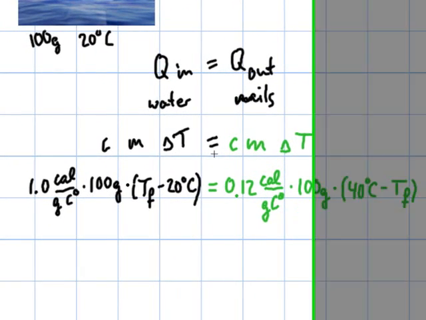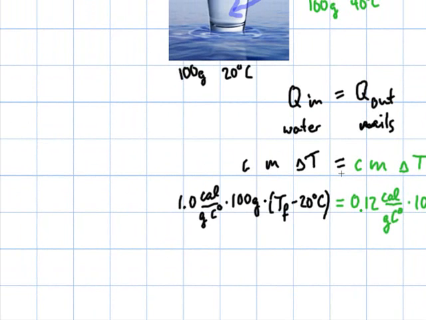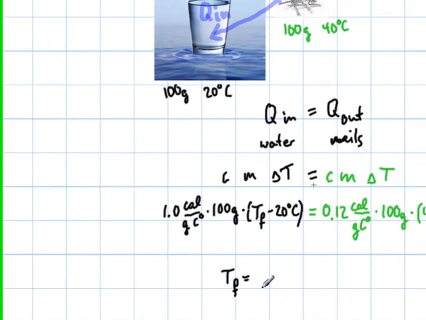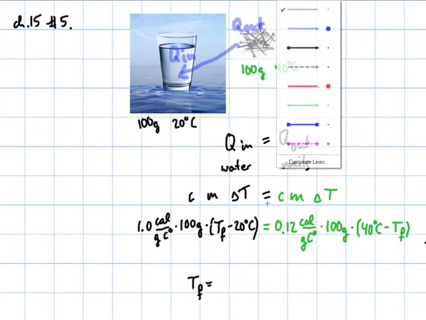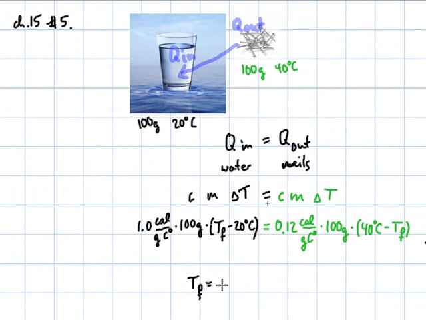Okay, this one looks quite complicated. In fact, it is relatively complicated. There is a quick way and there is a long way. The long way here is first, and this is where I would solve algebraically for the final temperature. And it's going to look as follows. I'm going to try to make a nice fraction bar for a change. There we go.